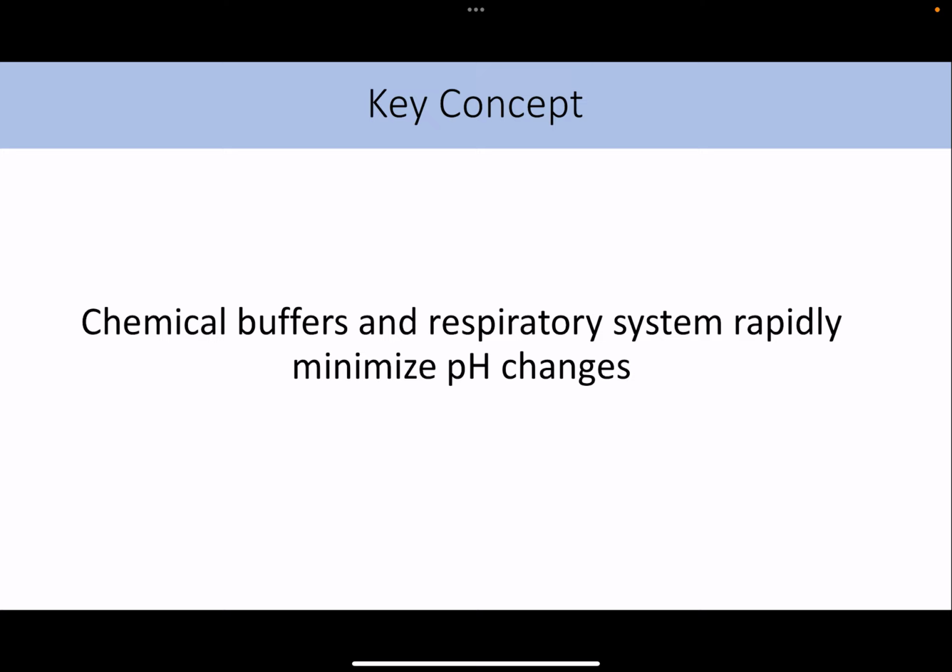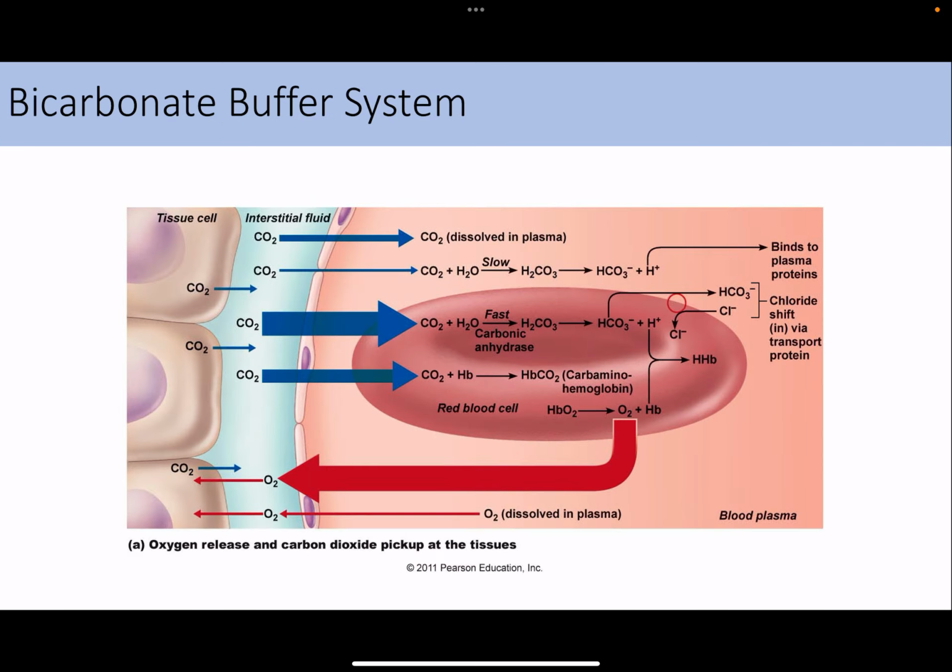Okay. So chemical buffers and respiratory systems rapidly minimize pH changes. So we have our bicarbonate buffer system, which is one of our chemical buffers. And again, chemical buffers are the first line of pH regulation. They can act within a fraction of a second to resist pH changes. And so our bicarbonate buffer system, you already know.